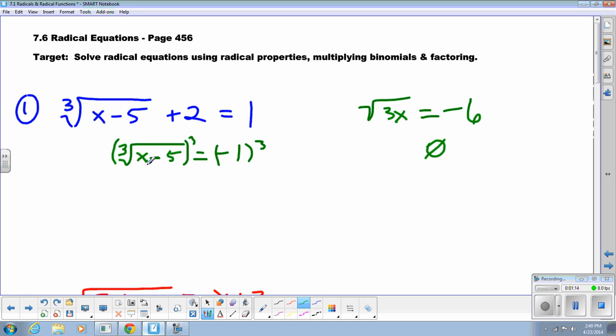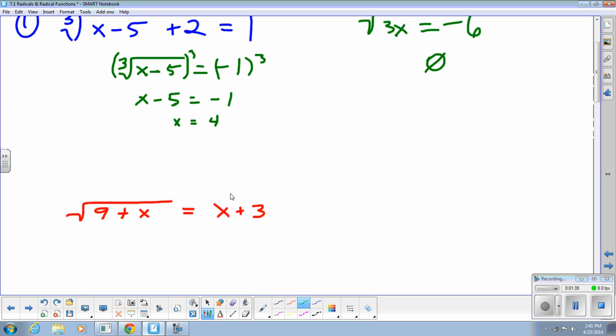So when I do that, I have the cube root. I cubed this. I'll have x minus 5 equals -1 cubed. That is -1. And then if I add 5 to both sides, x equals 4. So now if I plug in 4 here, 4 minus 5 is -1. The cube root of -1 is -1. -1 plus 2 is 1. Well, 1 equals 1. So that solution works.